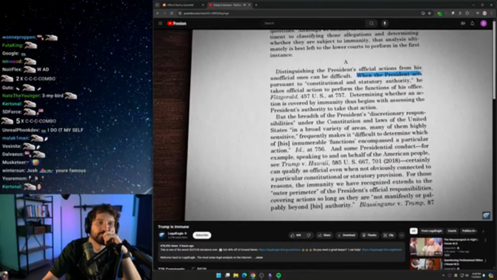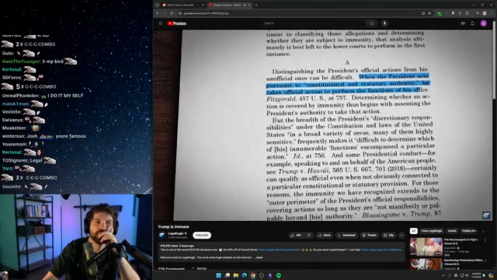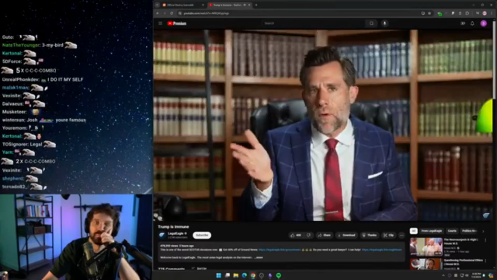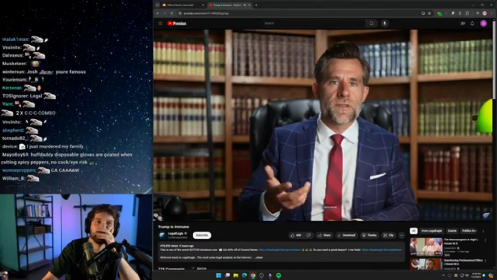Well, the court says, quote, "when the president acts pursuant to constitutional and statutory authority, he takes official action to perform the functions of his office." However, the court then says that official acts are not constrained to the president's constitutional and statutory authority.